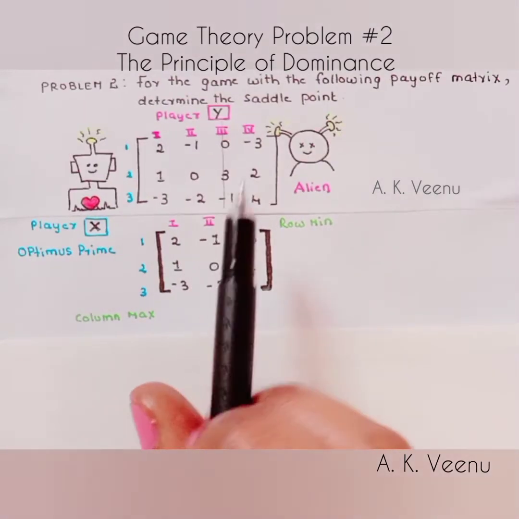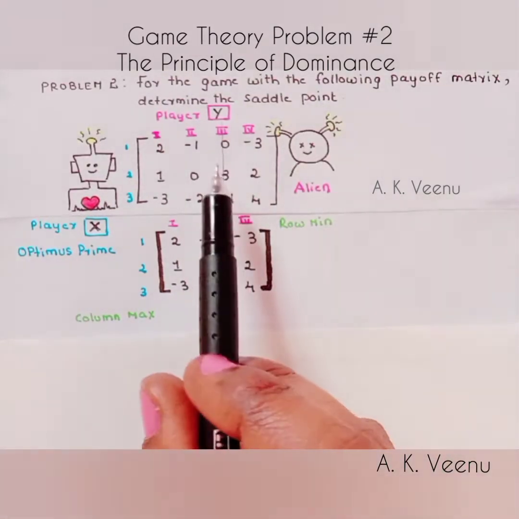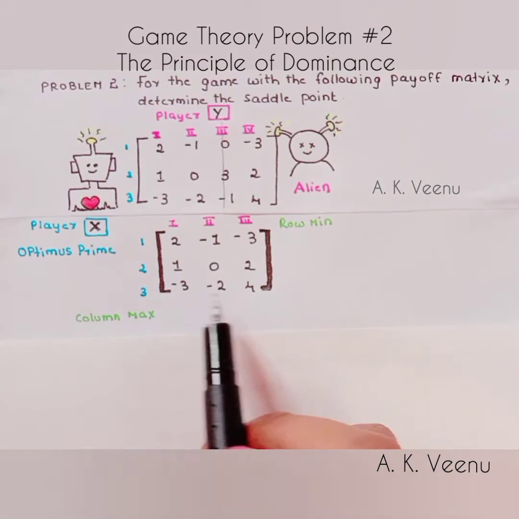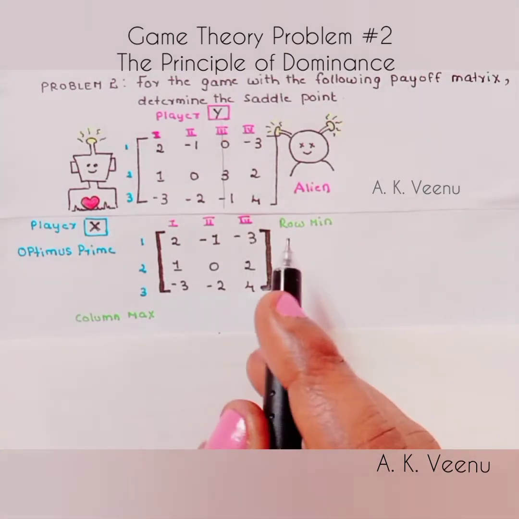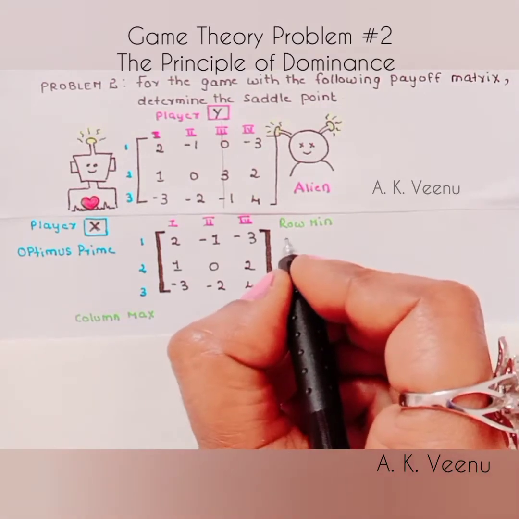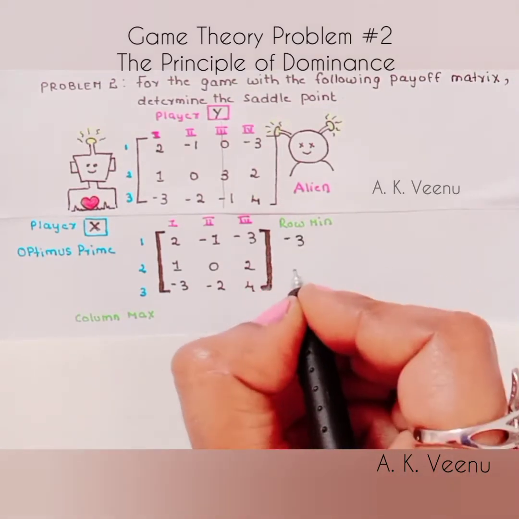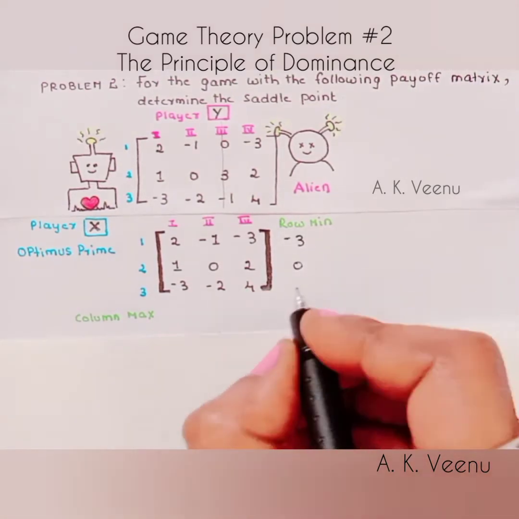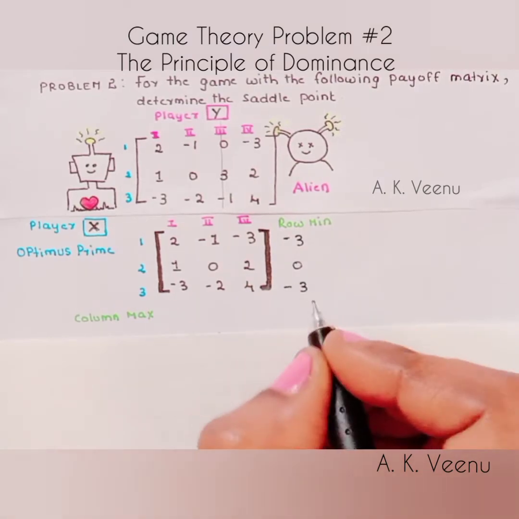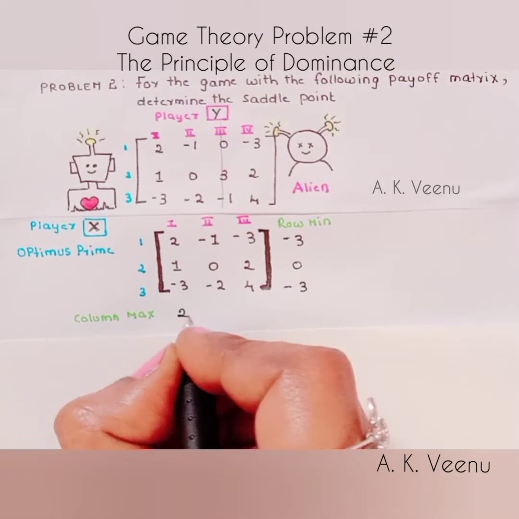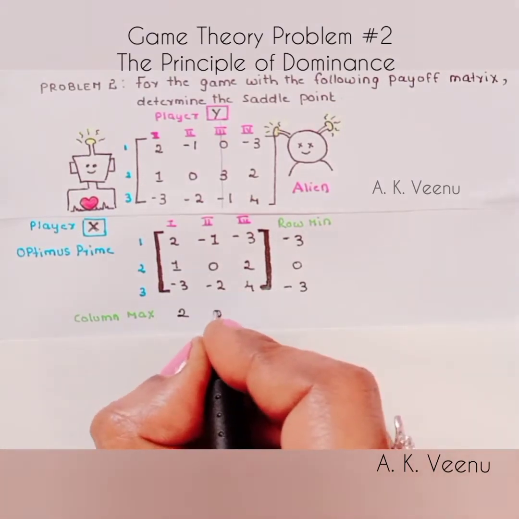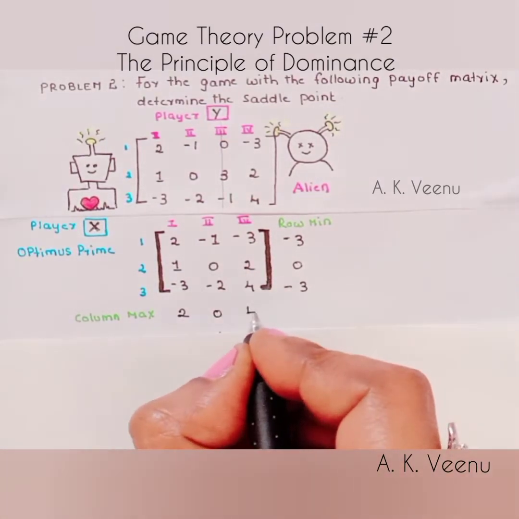After applying the principle of dominance, the matrix is reduced to a 3 by 3 payoff matrix. Now let's find the row minimum. It is -3, 0, and -3. And let's find the column maximum. It is 2, 0, and 4.